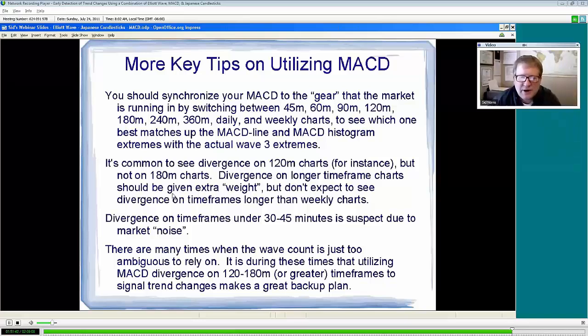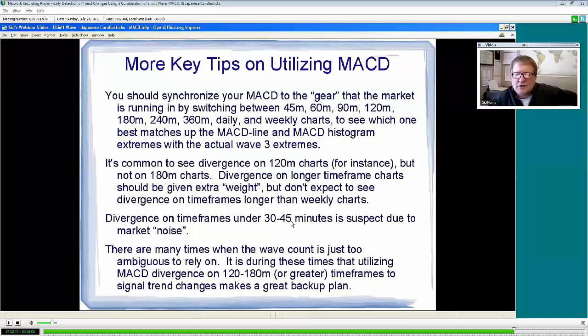Divergence on longer time frame charts should be given extra weight, but don't expect to see divergence on time frames as long as weekly charts. It's longer than weekly charts, like monthly. Very rarely occurs. You could wait years before you'd see divergence on a monthly chart. It does occur. I've seen a little bit of it on the Dow Jones transports, but not on the industrial average.